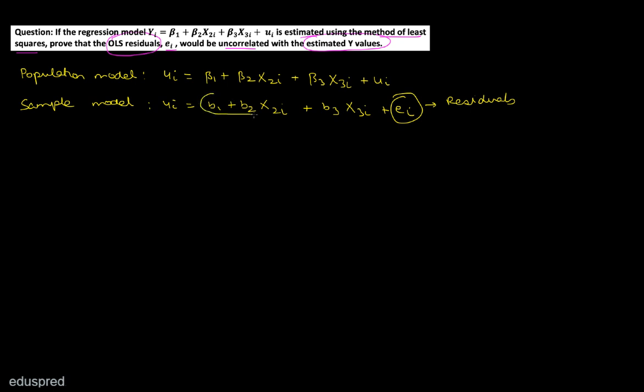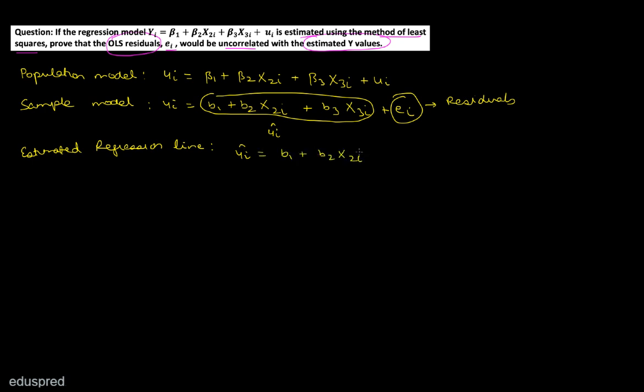We know that this term that we have over here is yi hat. So this is what your estimated y values equal to. So the equation of the estimated regression line is yi hat equal to b1 plus b2 x2i plus b3 x3i. So this is the equation of your estimated regression line, and this is what yi hat is equal to.